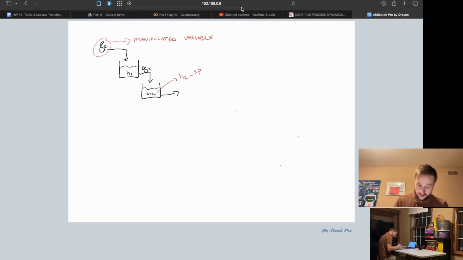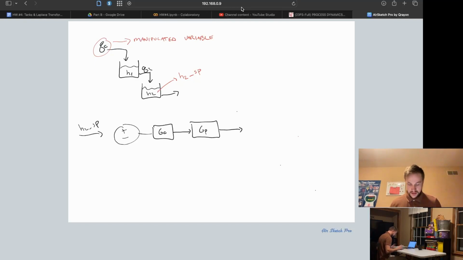So now we have what we've been dealing with in this whole four-part video series. We have our GC, and in this case we're going to be using a PI controller, which we'll get into in just a second. And then we have our process transfer functions. And then we have our outflow. So we have our H2 set point going through the error. We've seen all this in the previous videos. The point is we don't know what this consists of. We don't know how it's operating.